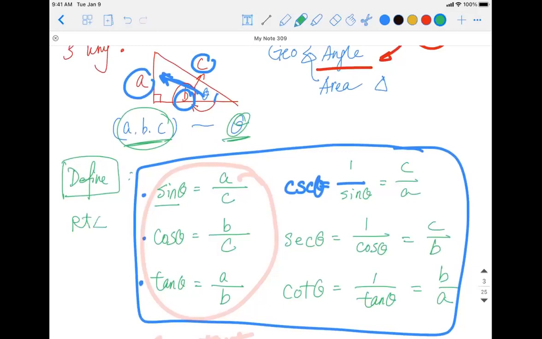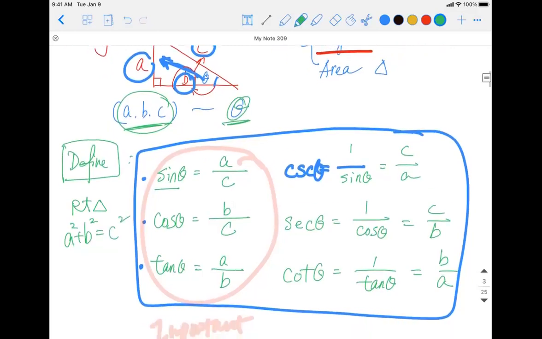Okay, right triangle. As long as we talk about a right triangle, your first reaction is what? Pythagorean theorem, right? a squared plus b squared equals c squared, which is the Pythagorean theorem. So that being said, this is not a random triangle. You have to do all the definitions within the right triangle.